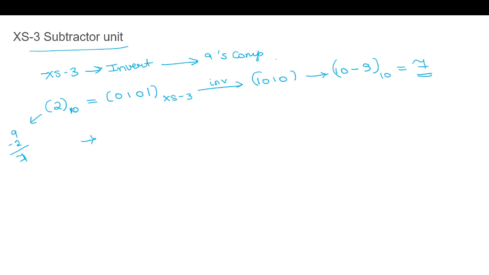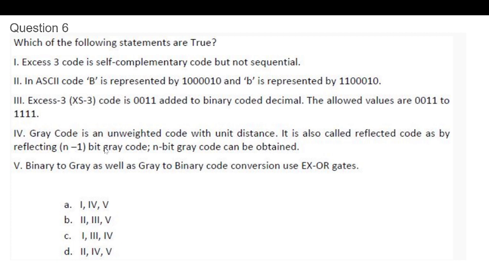So the number we have to subtract, we will take the 9's complement, and the same way, if there is a carry, we will add 3. If no carry, subtract 3. The same procedure. Okay, if we do one example, then this will be clear. So let's go to some questions. Which of the following statements are true?